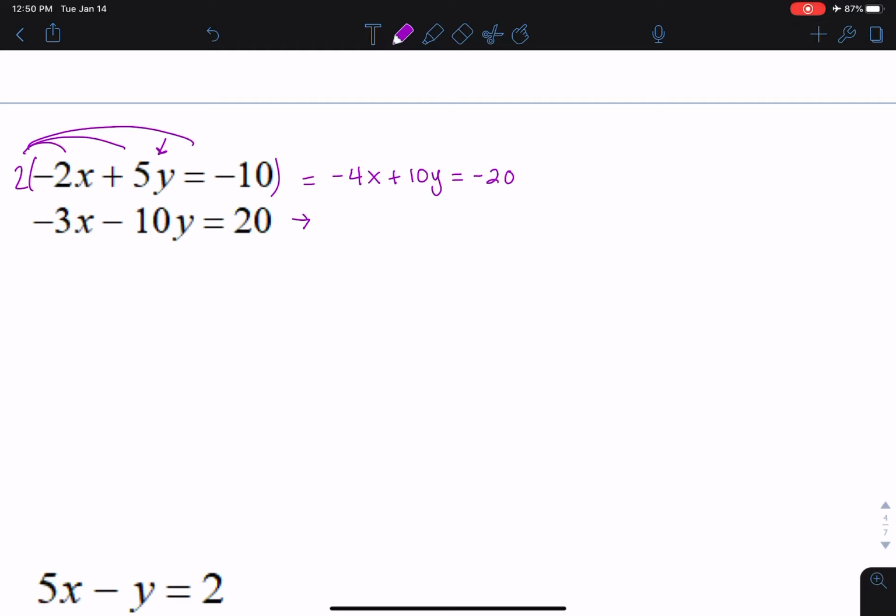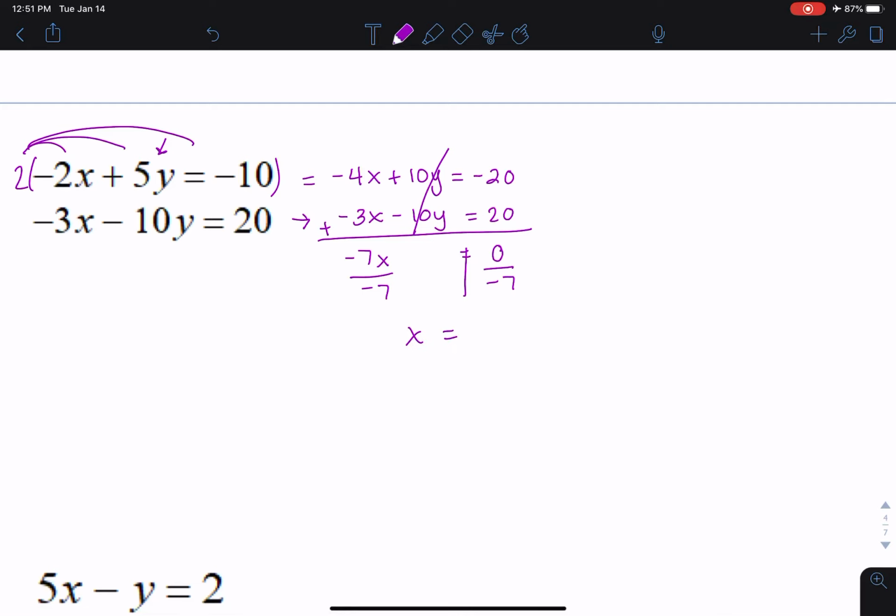Carry over the second equation. Negative 3x minus 10y equals 20. Add the two equations together. So negative 4 plus negative 3 is negative 7x. 10y plus negative 10y cancels. Negative 20 plus 20 also cancels, but I need something here as a placeholder, so we're going to say it equals 0. Then solve for x, so divide by negative 7.